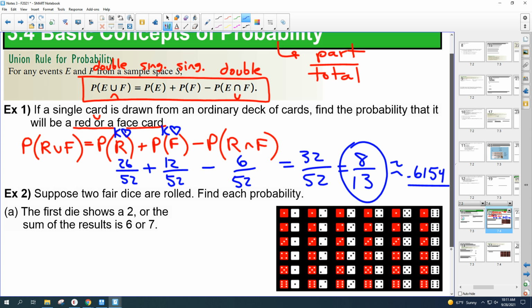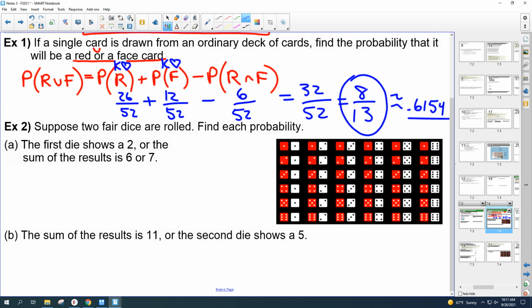Number 2, suppose 2 fair dice are rolled. Find each probability. So over here is this picture. This picture is showing every single possibility that could happen. You could roll a 1 and a 1, or a 1 and a 2, or a 1 and a 3, and so on and so on. You should be able to count up and see that there are 36 possible outcomes for these dice.